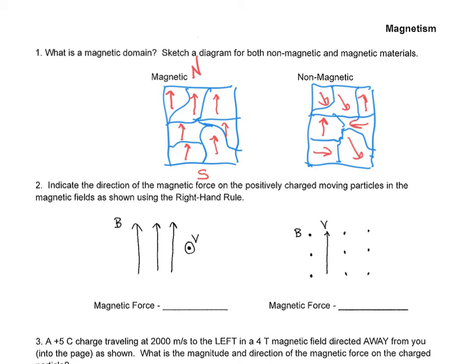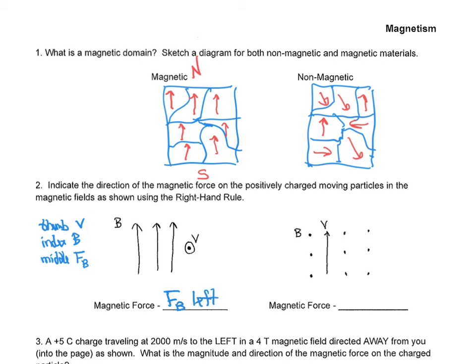All right, number 2, this is right-hand rule stuff, everybody. So remember back to right-hand rule: thumb is velocity, index finger is magnetic field, and the middle finger is the magnetic force. So if we do that, magnetic field is up, our velocity is towards you, coming out of the page here, so that's going to give you a magnetic force to the left. So magnetic force will be to the left, correct? Yep, I just did it.